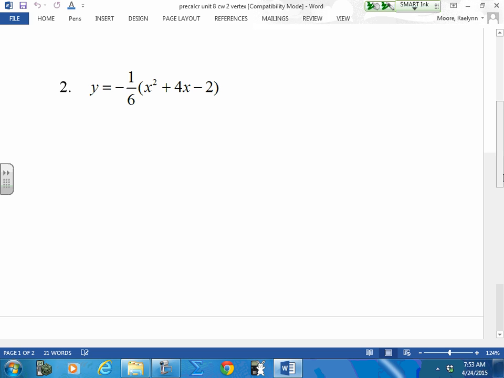Now, this equation has a fraction, and we don't like that F word fraction. So we're going to get rid of that denominator. Multiply both sides by what? 6. And since this has a negative in front of this, and I want to get rid of that negative, what can I do? Negative 6. So let's multiply both sides by negative 6.